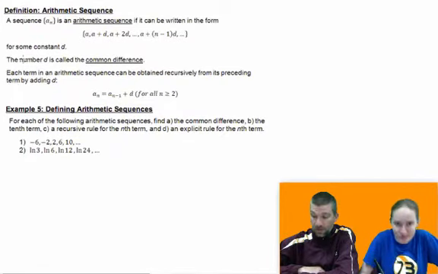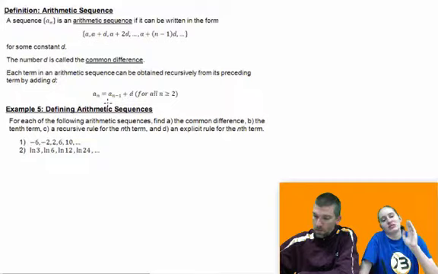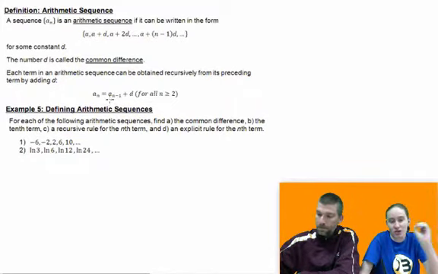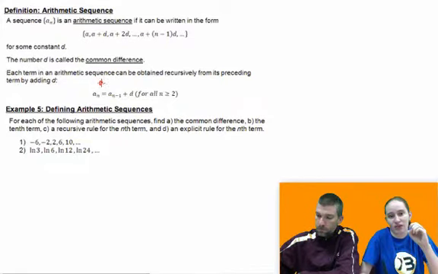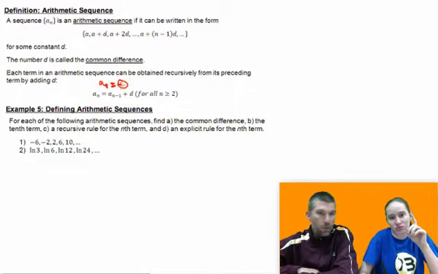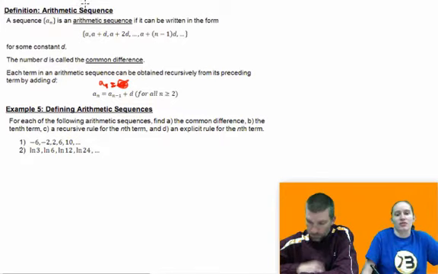So we call that constant we're adding by the common difference, and anytime we have one of these, we can define it recursively by saying that it's a n minus 1 plus whatever the common difference is. You'd have to know the first term, like you'd have to have an a of 1 equals something. We got to have a starter, and then you'd be able to find every other term after that.